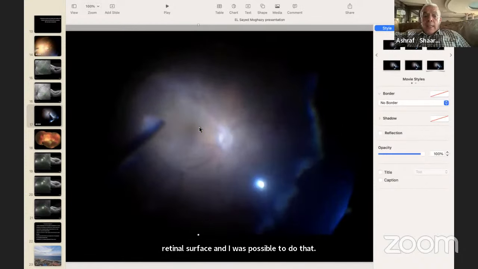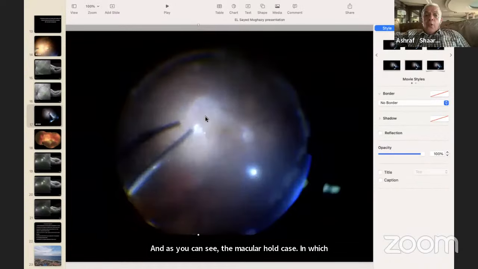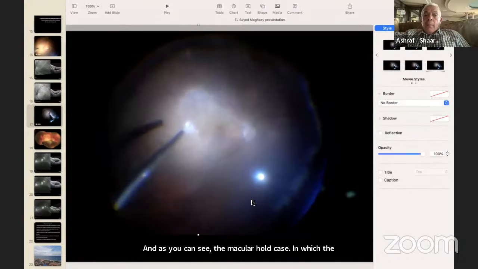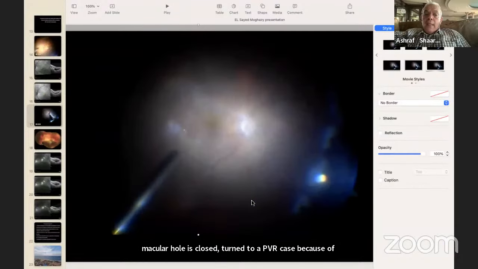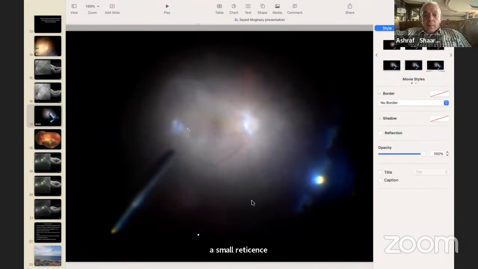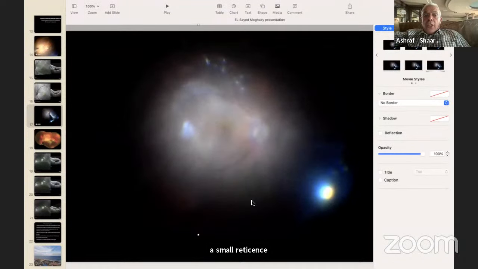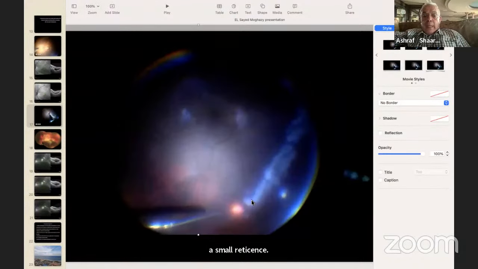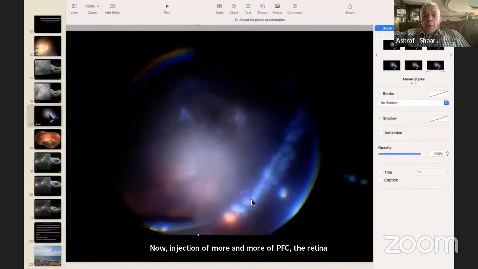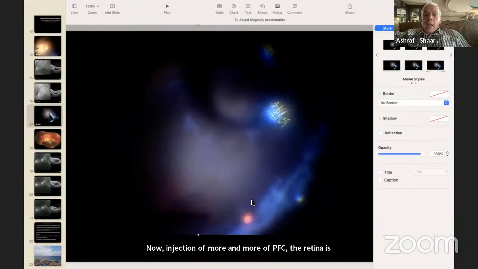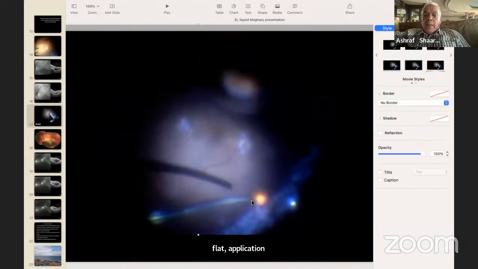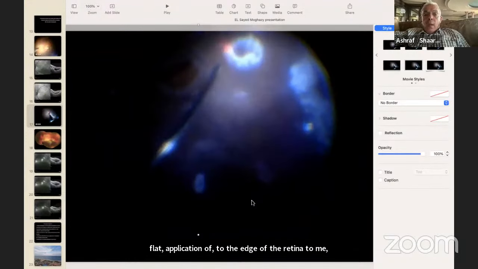And as you can see, the macular hole case in which the macular hole was closed turned to a PVR case because of a small sclerotomy retinal break. Now injection of more and more of PFC till the retina is flat, application of laser to the edge of the retinectomy, replacement of the PFC with silicone oil.